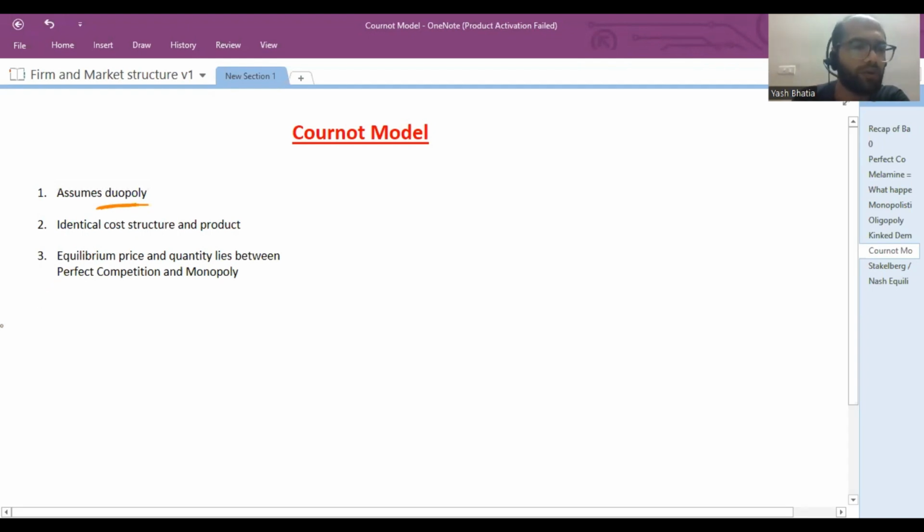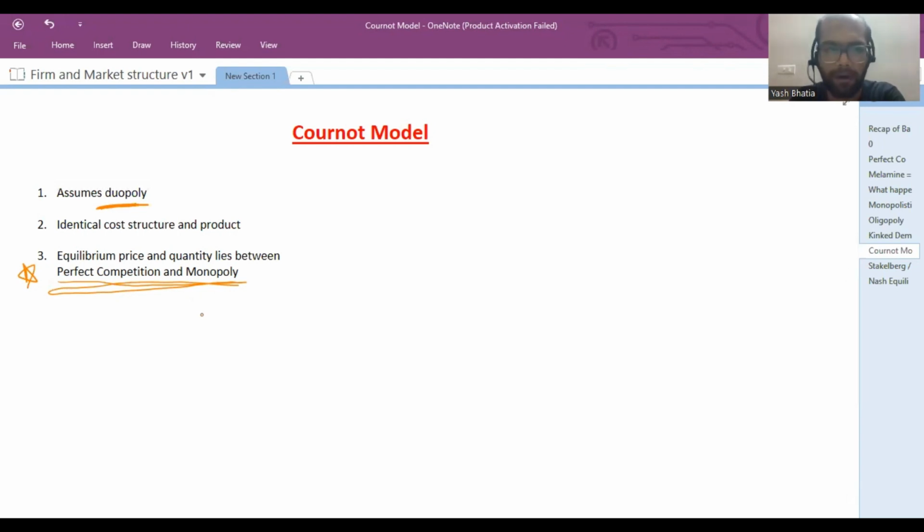And the third and most important point to remember in this model is that the equilibrium price and quantity determined by the Cournot model lies between perfect competition and monopoly. We have studied how the price is determined in perfect competition. We are yet to study monopoly, but the Cournot model states that the equilibrium price and quantity discovered by this model lies between perfect competition and monopoly. So let us understand this model with the help of a theoretical example.